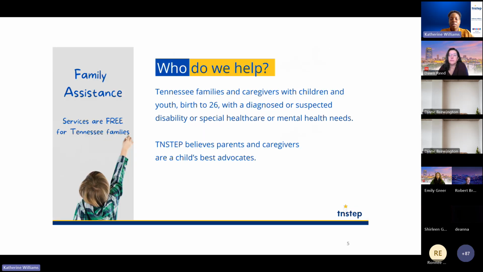And we not only help children within the early childhood range, we do not offer direct services. We focus on helping families, caregivers, and professionals. However, we do assist from birth to age 26. So even that life after high school. So if a child has a diagnosed disability, maybe it's just suspected, maybe it's a developmental delay, also mental health needs and healthcare needs, we help to support all of those parts of a child's journey.